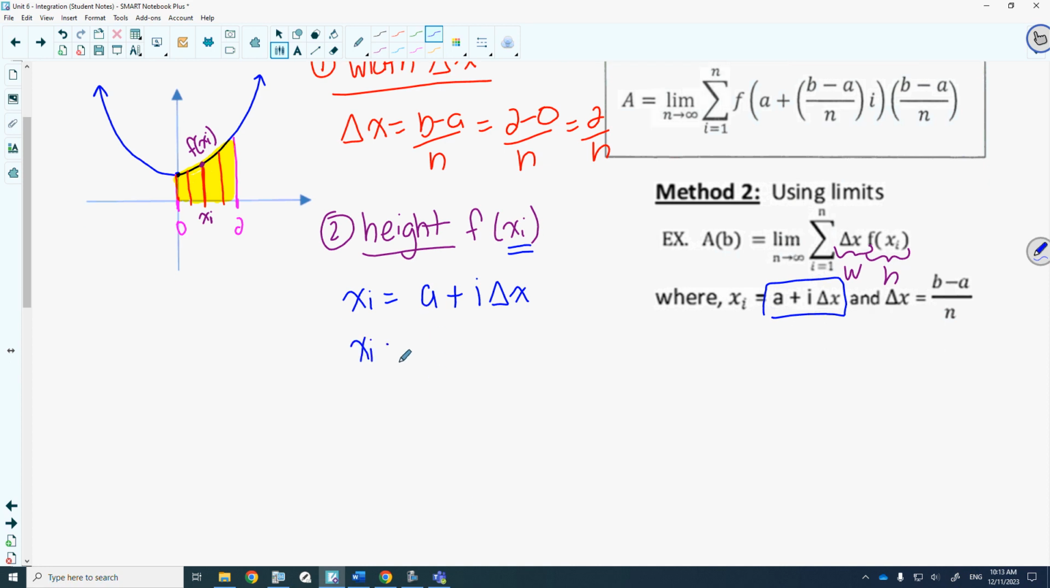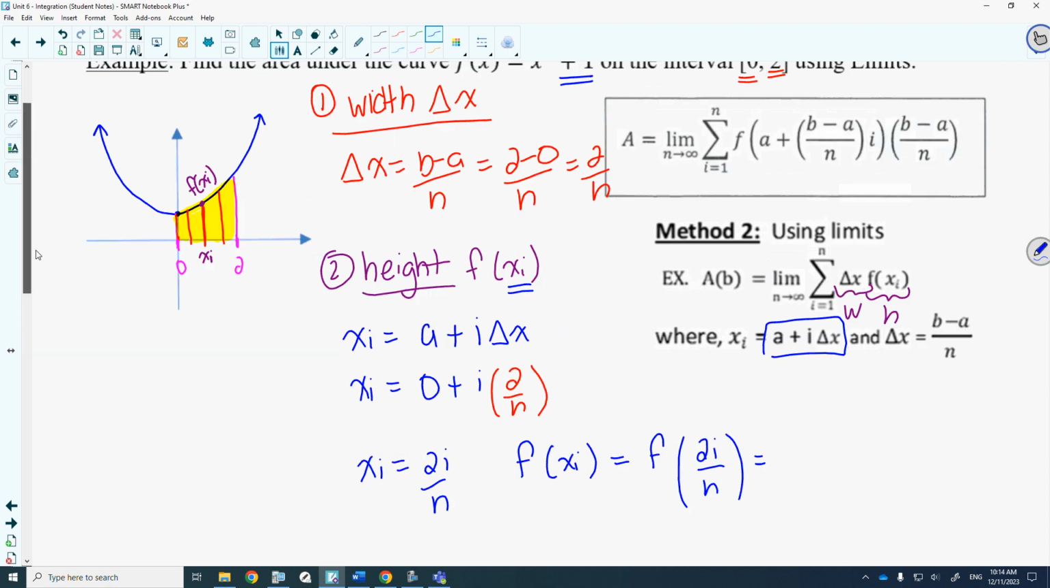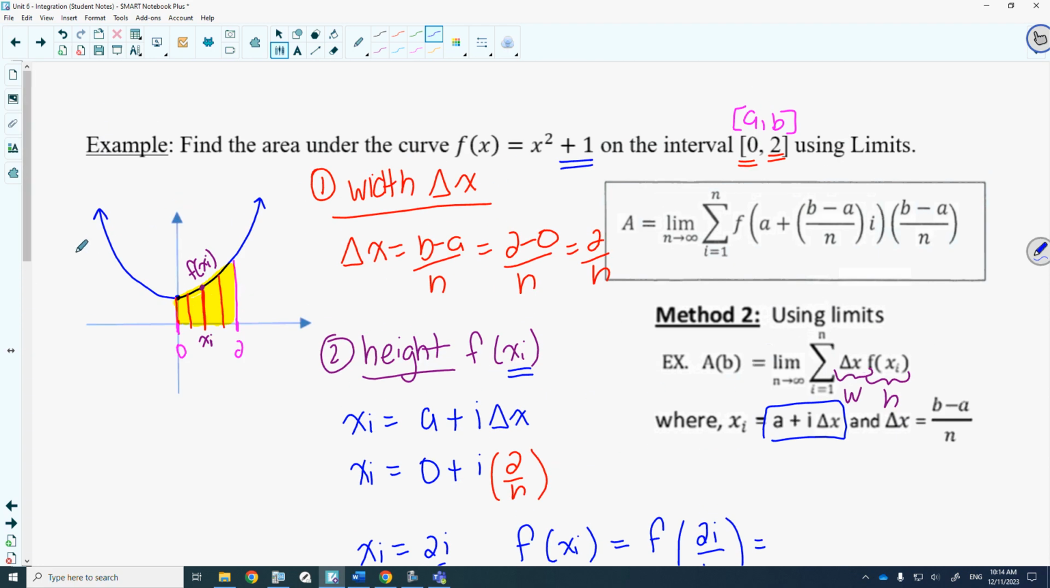So for x sub I, a is 0, plus I times delta x, and delta x was 2 over n. So x sub I is 2I over n. Now we want the function at x sub I, which is going to be the function at 2I over n. So into my function, I'm going to input 2I over n, and my function is x squared plus 1.